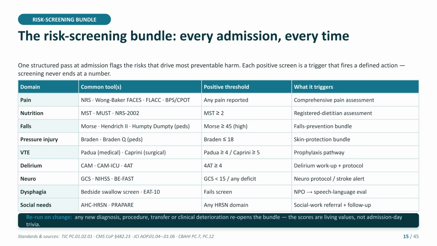Finally, the risk screening bundle should be applied at every admission. This includes screening for pain, nutrition, falls, pressure injuries, VTE, delirium, neurostatus, dysphagia, and social needs. Remember that these screenings must be rerun whenever a significant change in the patient's condition occurs.